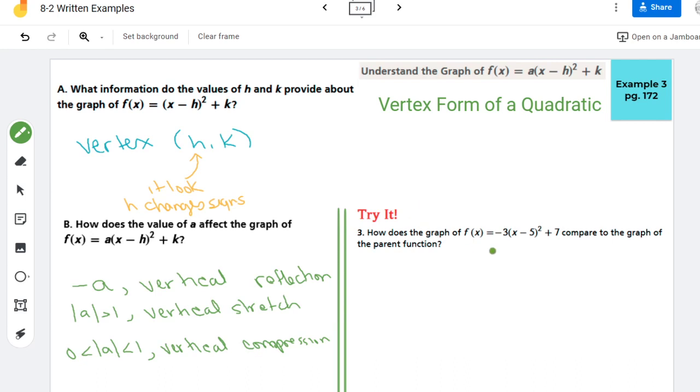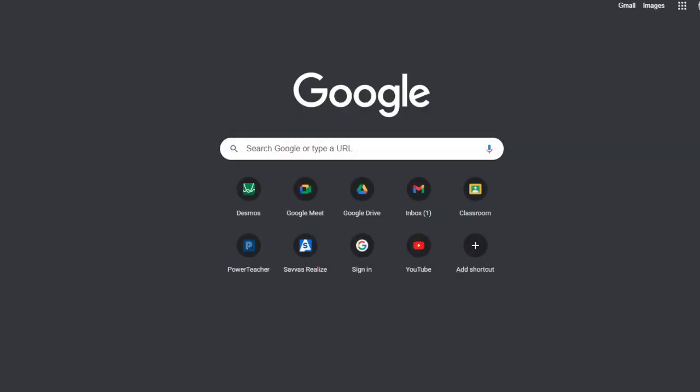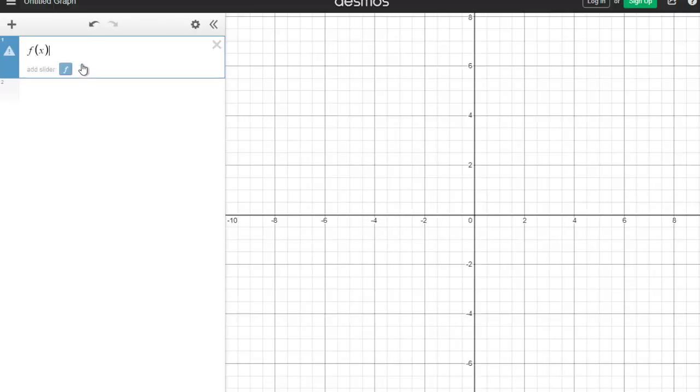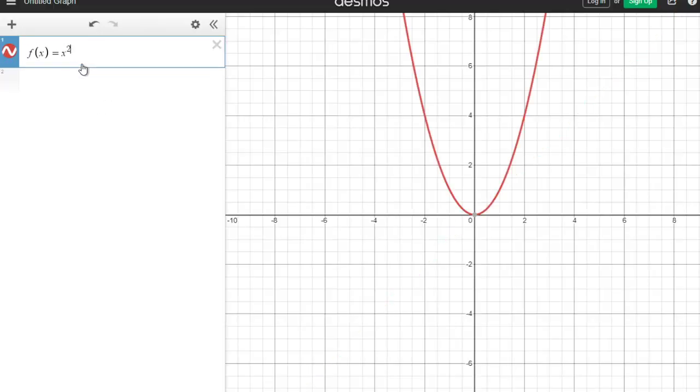So let's identify what the graph is going to look like compared to the parent function. What I'm actually going to do for this one is I'm going to go ahead and put it onto Desmos, and let's look at how it is affected as we graph it. So the first thing I'm going to graph is the parent function. That's this red curve.